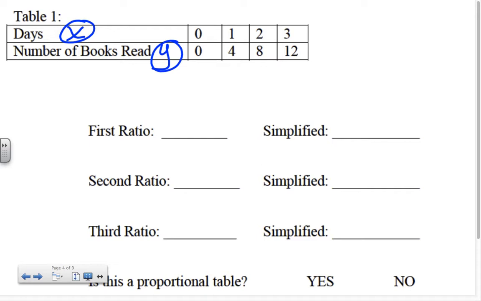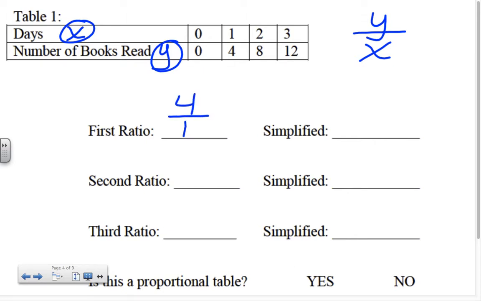So what could be our first ratio? Remember, we want y to x. Give me the first ratio off the table. Y, so we're talking number of books to days. You guys agree with that? Isn't that a ratio? Okay. Nick, what's our first one?